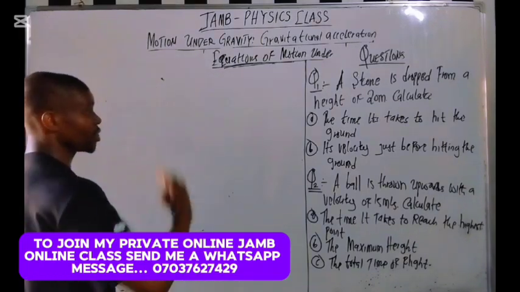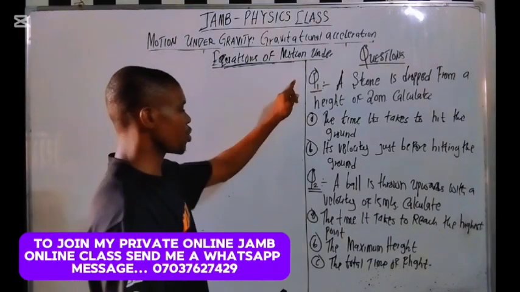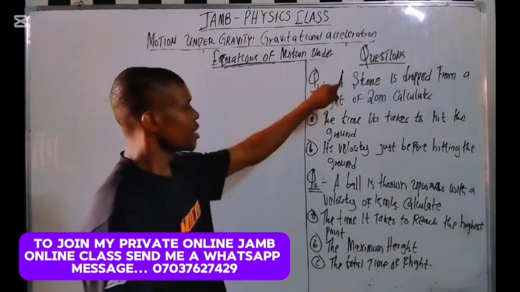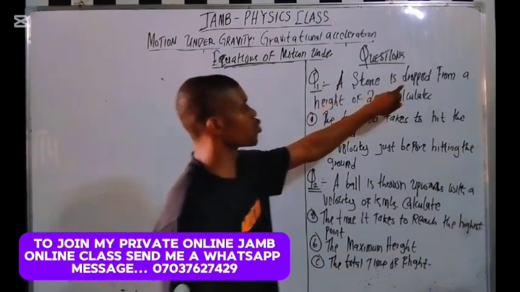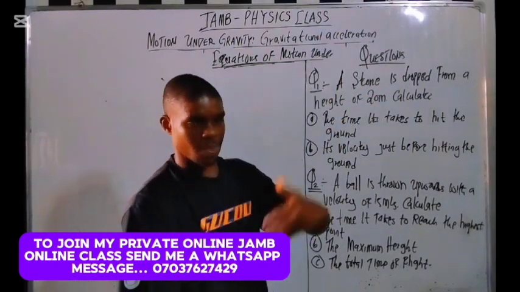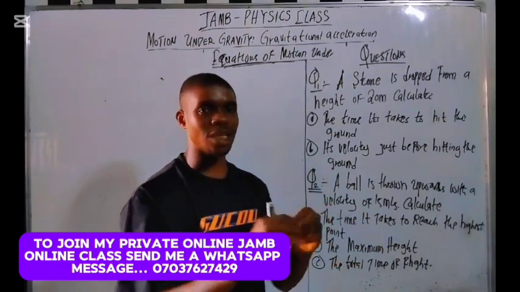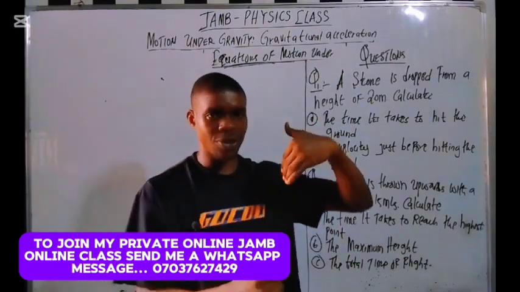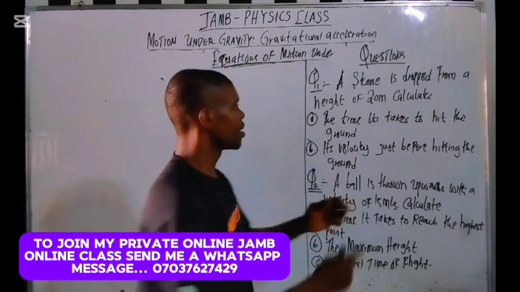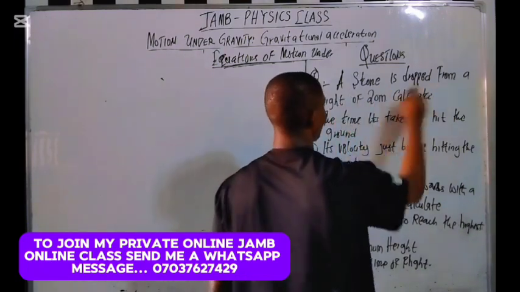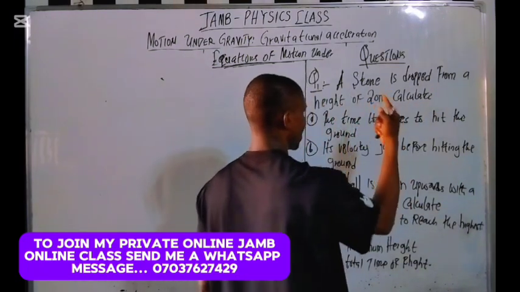So now look at this question here. We have question 1 and question 2. Question 1: a stone is dropped in free fall, that is, g is positive. A stone is dropped from a height of 20 meters.